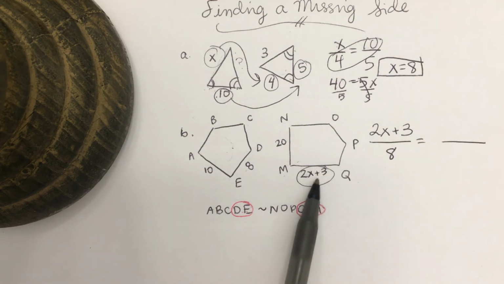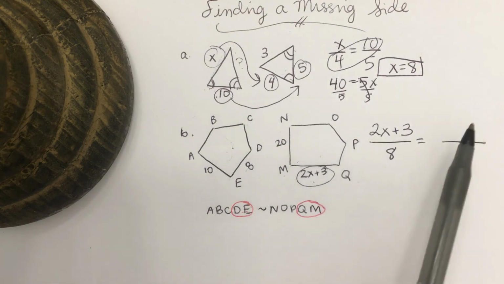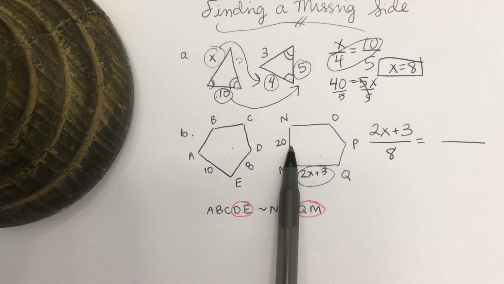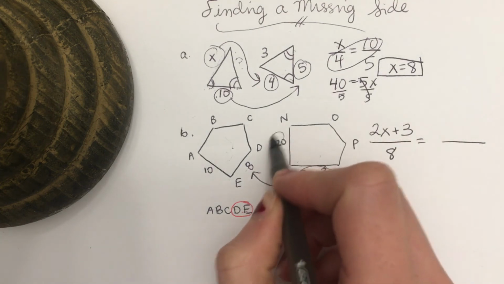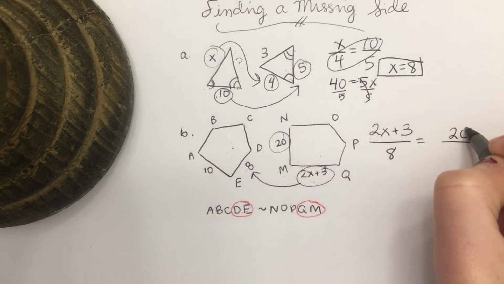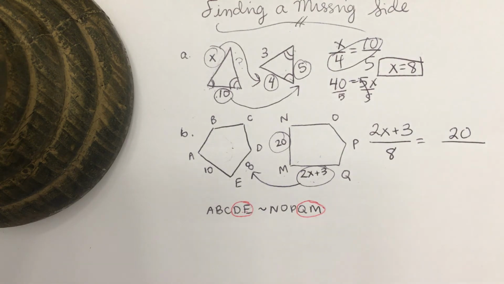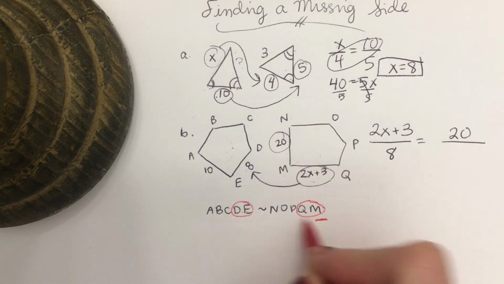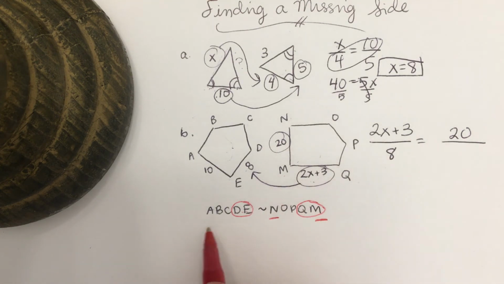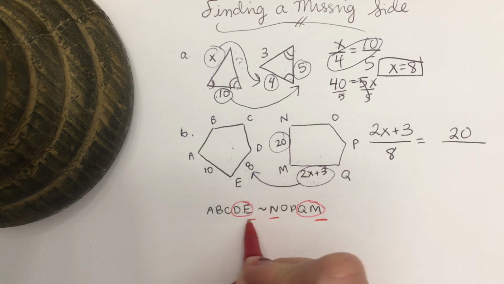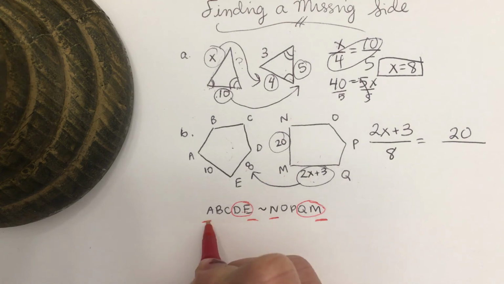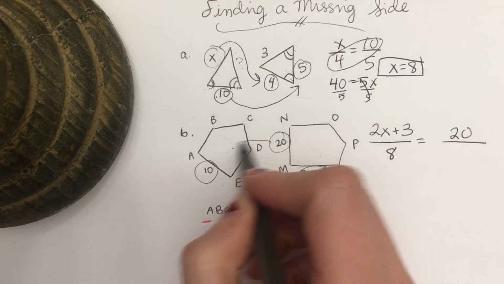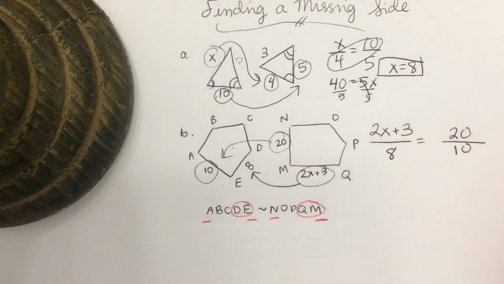Now notice this time my x value is on the right hand side, so when I come over here, I'm going to start with the figure on the right hand side. So that's going to lead me to use 20 on the top. Again, I'm going to use the statement here, so NM. Notice M is the last letter and N is the first letter. So when I come over to my other statement, I'm going to find E and A, the first and last. AE is located right here, which is 10, so I know 20 corresponds with 10.